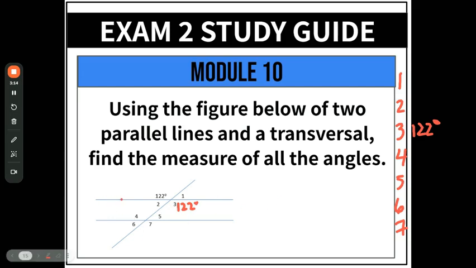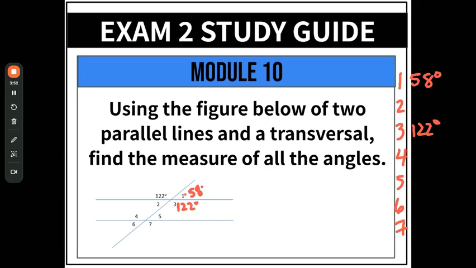Okay, now since we have a straight line here, we know, since we just did a complement, we know that this angle plus this angle has to equal 180. So to figure out angle 1, I can take 180 minus 122, and I'll get that angle 1 is 58 degrees. Okay? Again, all I did there was 122 plus 58 gives me 180, and it has to be 180 because this is a straight line here.